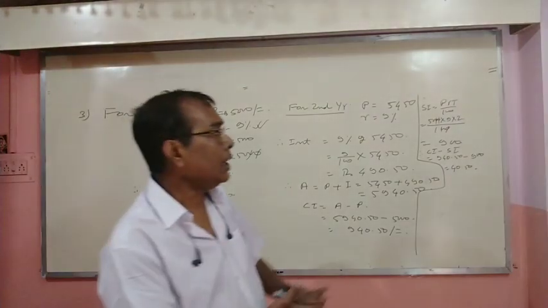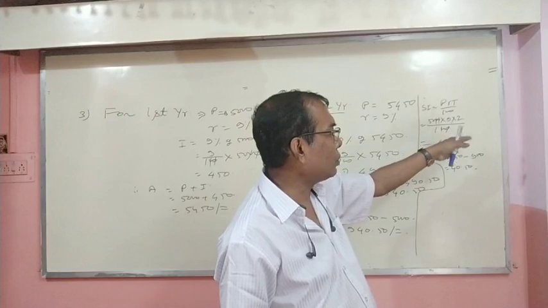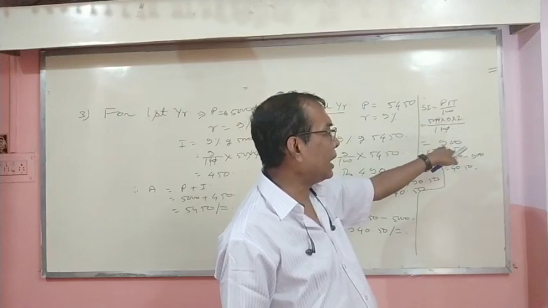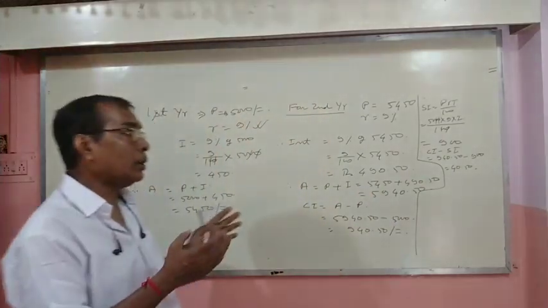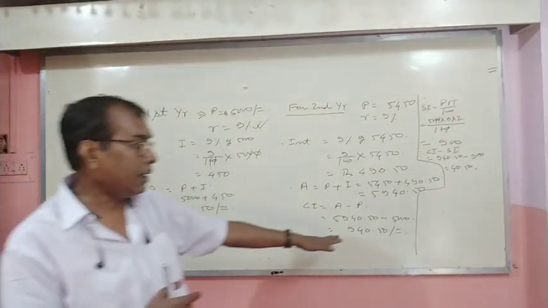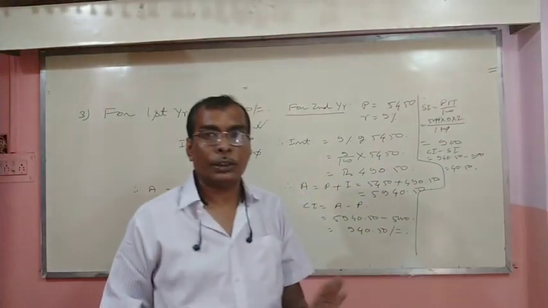Now let us try to find the simple interest. Simple interest is PRT by 100. You have done this type of calculation in standard 7, and this is coming as 900. CI minus SI is what you have to find. CI is coming as 940.50 and SI is coming as 900.